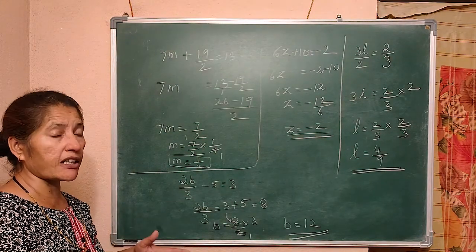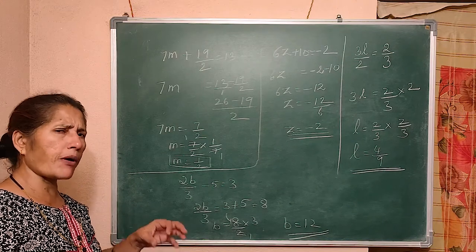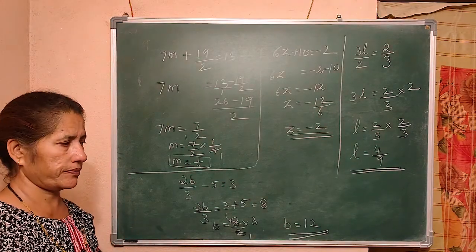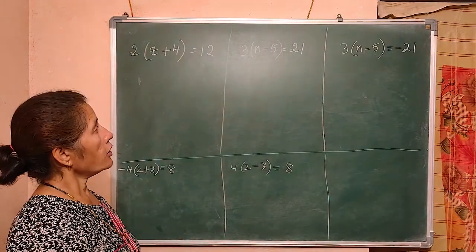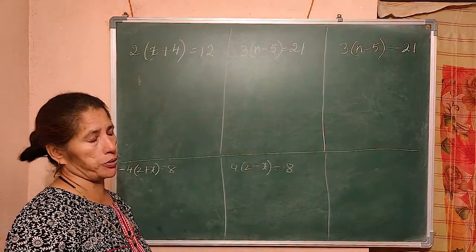So I hope you understood how to do. So second, third, fourth are almost the same. Some of the sums I'll let you do. There are 5 questions in Roman number 2.